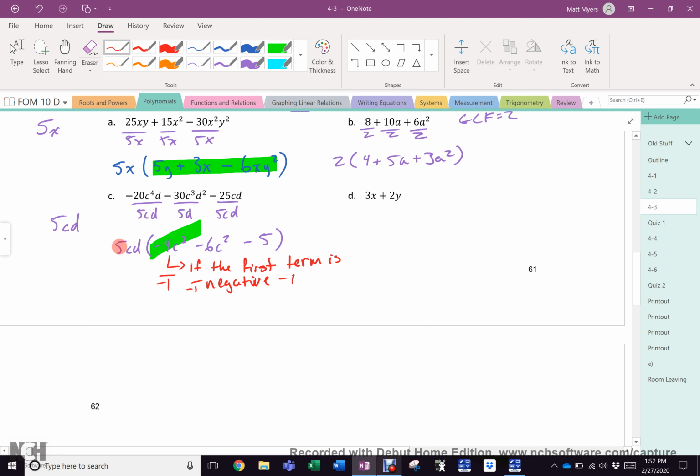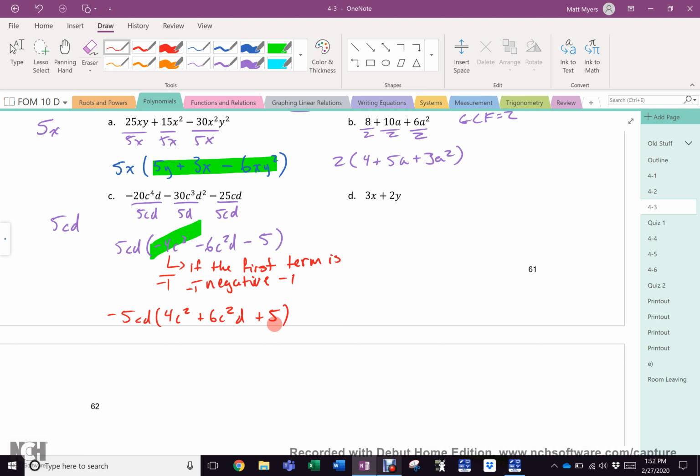What is +5 times -1? So my answer is -5CD, and this is 4C squared, then what? Plus 6C squared, because -6 divided by -1 is positive, and then D, and then +5. Now, do you only divide by -1 if the first term is negative?